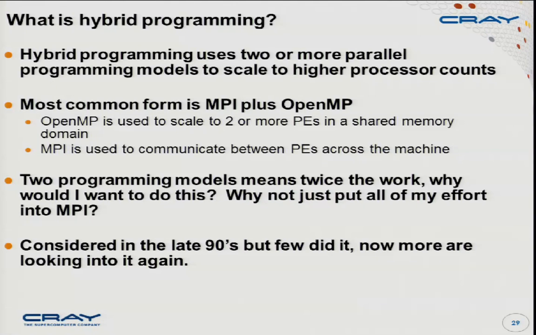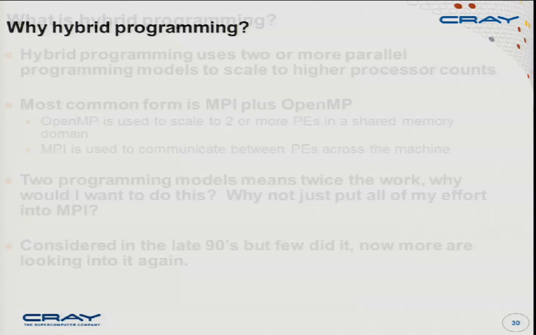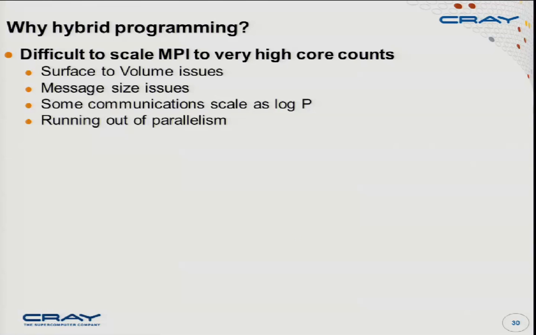But more and more, we're hearing people looking at doing it again. And I think just the fact that Intel said that this was important indicates that they're hearing the same thing. More and more people are doing this. So why do hybrid programming? Well, one reason is that it might be difficult to scale MPI to very high core counts. What is very high core counts? Well, it's higher than what you currently comfortably scale to. So if that means 256 or 256,000, it doesn't really matter, right? It's wherever you're having problems scaling MPI, maybe you've reached that point.